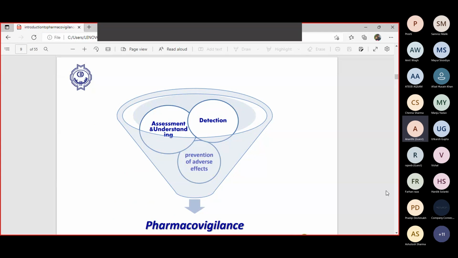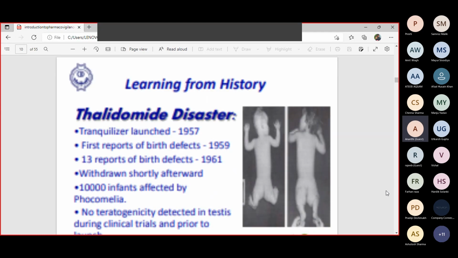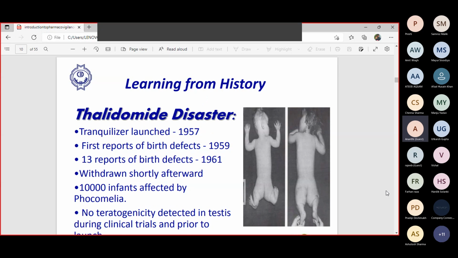You can see here, we are going to assess and understand the basics of adverse event classification. You are going to detect what the reason is, and you are going to prevent the adverse event from occurring in future. That is what we do in pharmacovigilance. So this is a very core criterion for why pharmacovigilance boomed up.